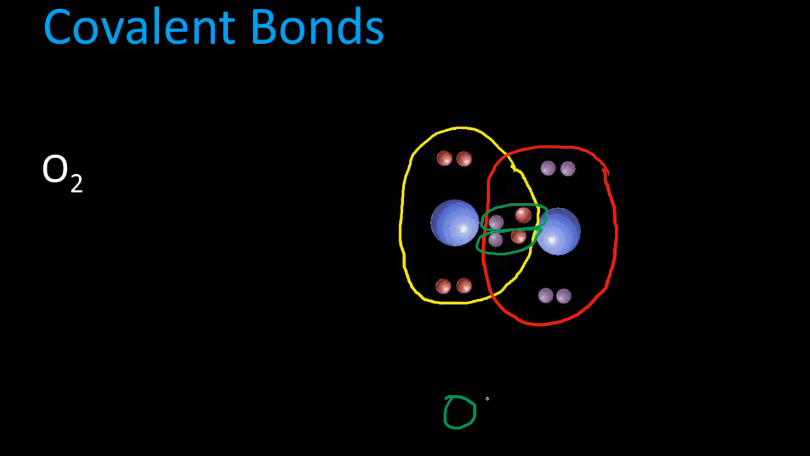So it would look like oxygen double bonded to oxygen, because there are 2 single bonds, or 2 pairs of shared electrons. These electrons right here and right here on each oxygen are not involved in bonding at all. They stay with each of their respective oxygens. They're not shared at all.